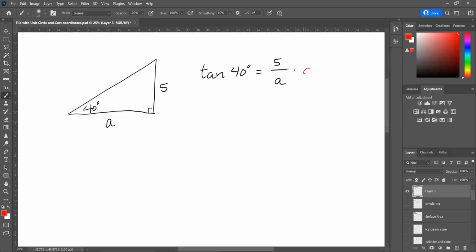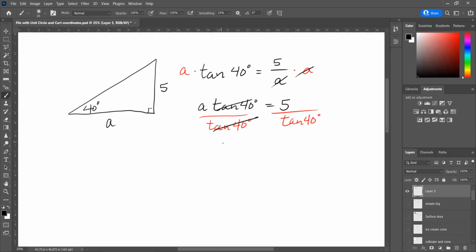Well, to clear the fraction, I would multiply by the denominator. Now I have a divided by a is 1, so that's why we did that. A times the tangent of 40 degrees equals 5. I'm solving for a, so I would divide by the thing it's multiplied by on both sides. Tangent of 40 divided by the tangent of 40 is 1, so I have 1a equals 5 divided by the tangent of 40. So I plug into my calculator, and I get 5.96.